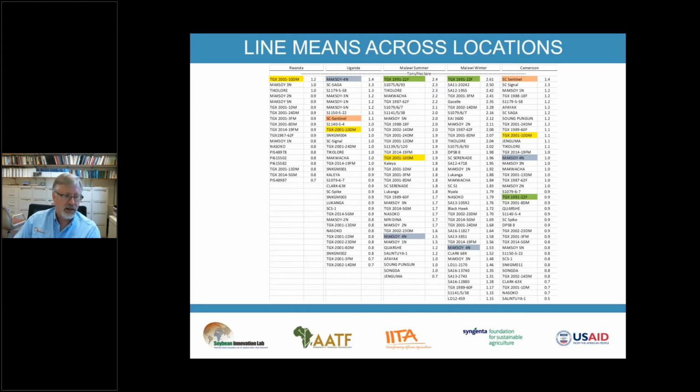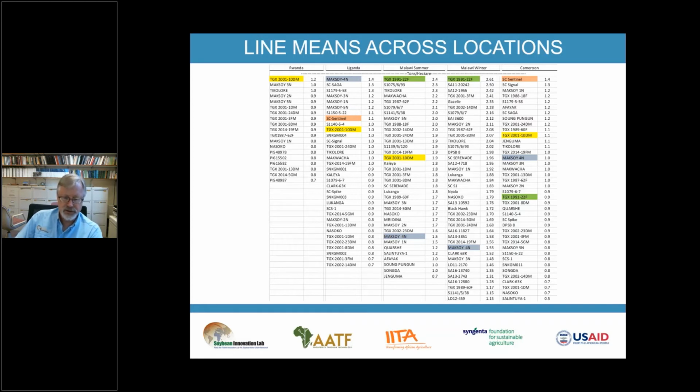And then I'm highlighting in the same color in other countries. So we can see how the highest yielding line in one country performs in other countries. What you can see is that for Rwanda, TGX 200110DM, highlighted in yellow, is the highest yielding line.